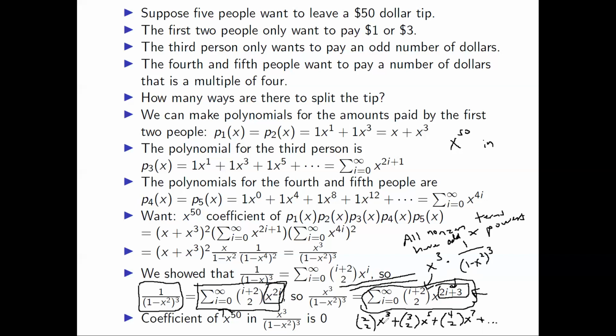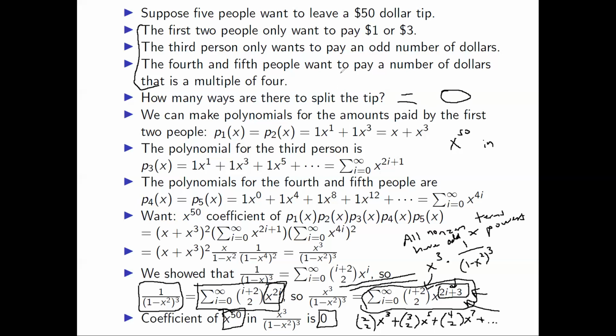But all of the even powers, like x to the 0, x to the 2, x to the 4, x to the 6, and so on, none of them show up in this polynomial. All of them have coefficients of 0. That means the coefficient of x to the 50th in that polynomial is just 0. So the fact that the coefficient of x to the 50th in this polynomial is 0 means that the number of ways to split the tip so that it satisfies the requirements for these 5 people is 0. So the answer to this problem is 0.